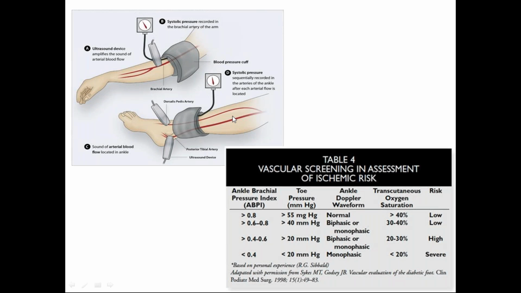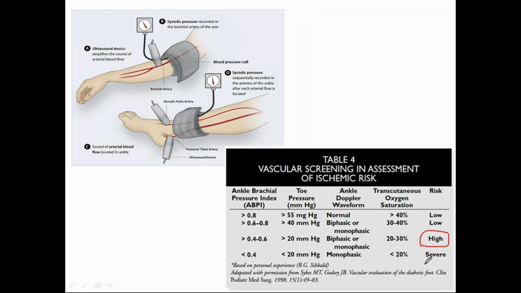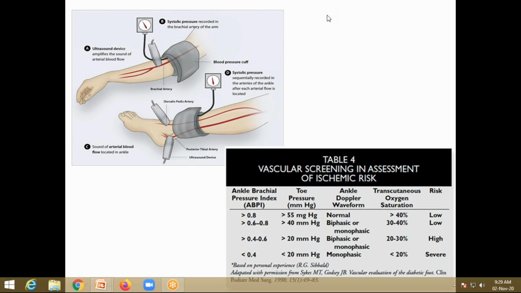We measure the systolic pressure in the upper limb and the lower limb, and the ratio is seen. 0.8 is normal, less than 0.5 is critical limb ischemia, and less than 0.3 is impending gangrene. Below 0.5 the risk is very high, and if it is less than 0.3, it is almost sure that this fellow will have gangrene.